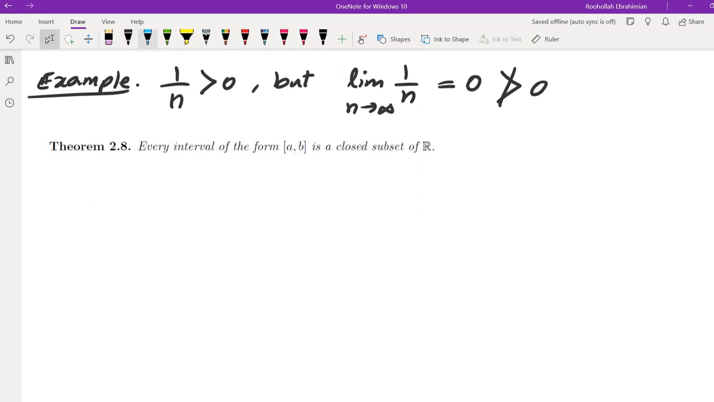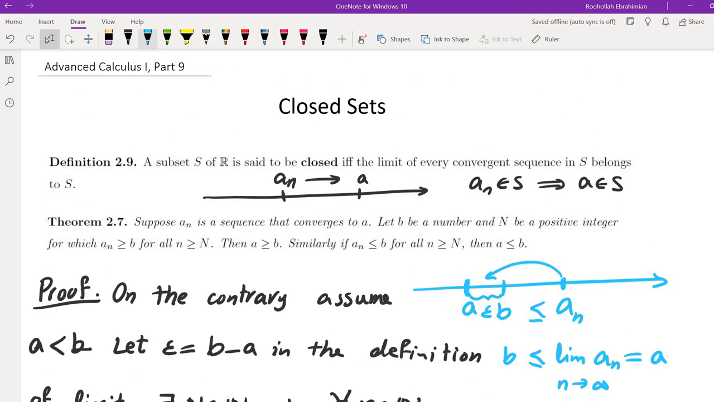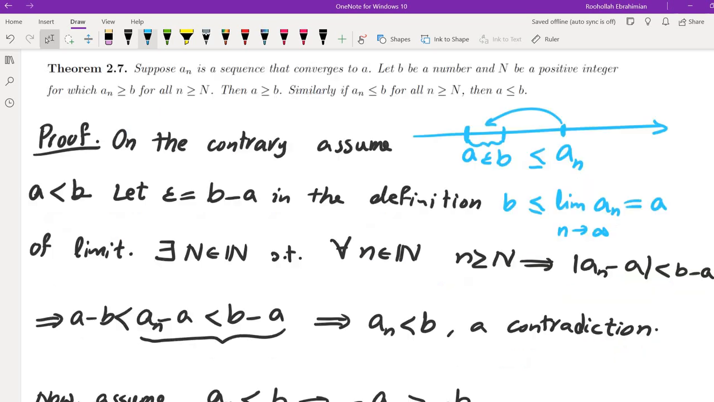Okay, so now a couple of examples of sets, one that is closed and one that is not closed. Every interval of the form [a, b], closed a, b, is a closed subset of R. So we will prove this one. Going back to the definition, we call a set closed if whenever a sequence inside the set converges to something, then the limit point is also in the set.